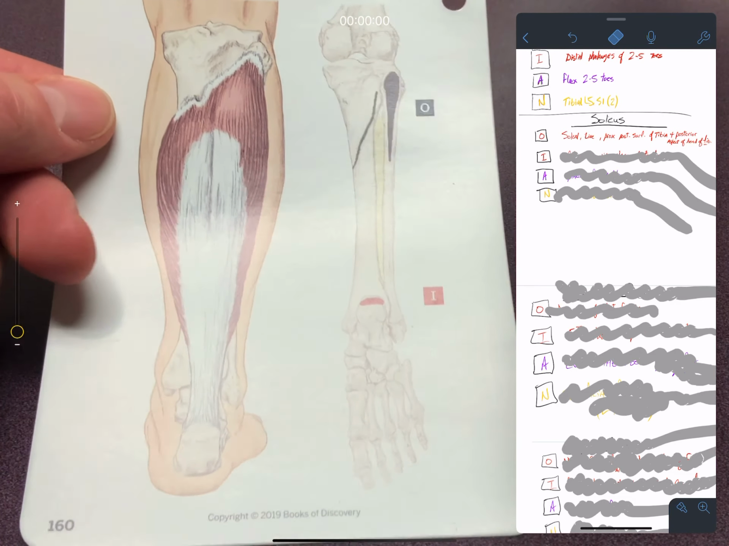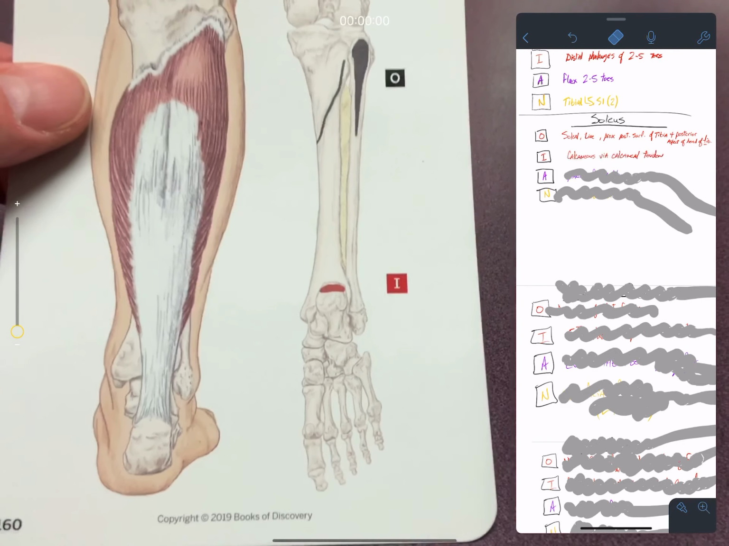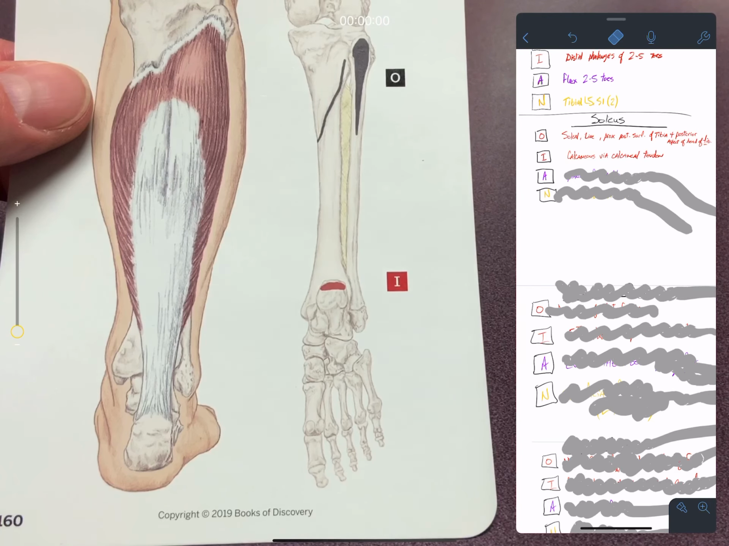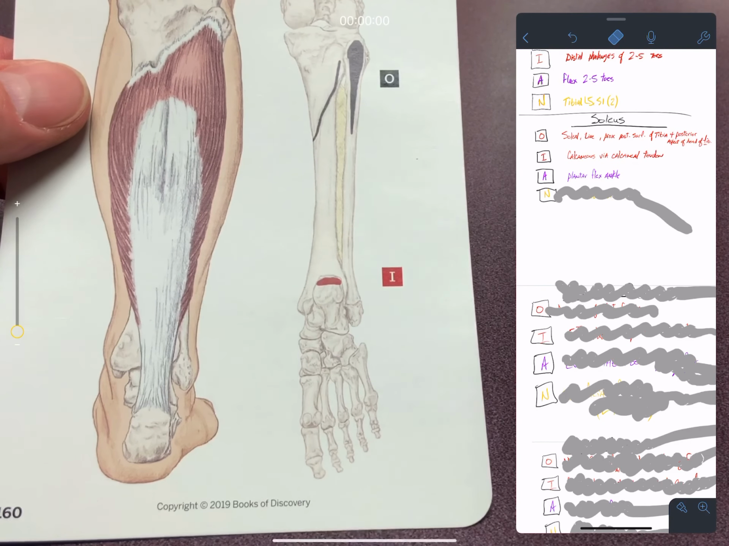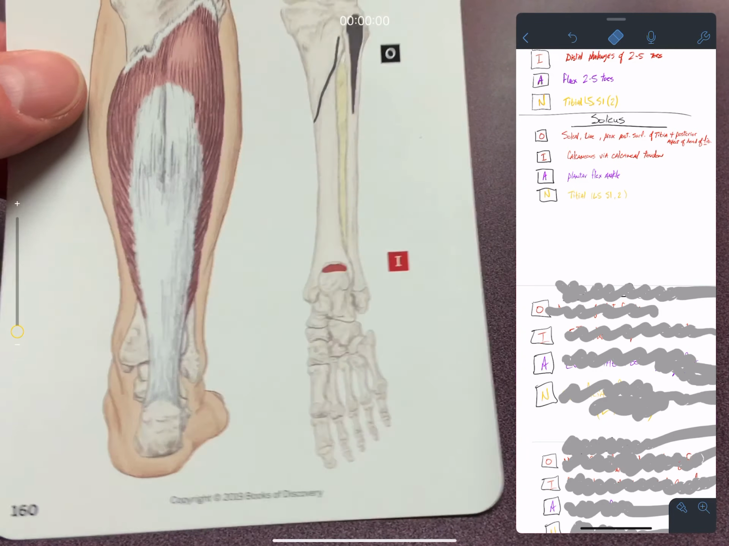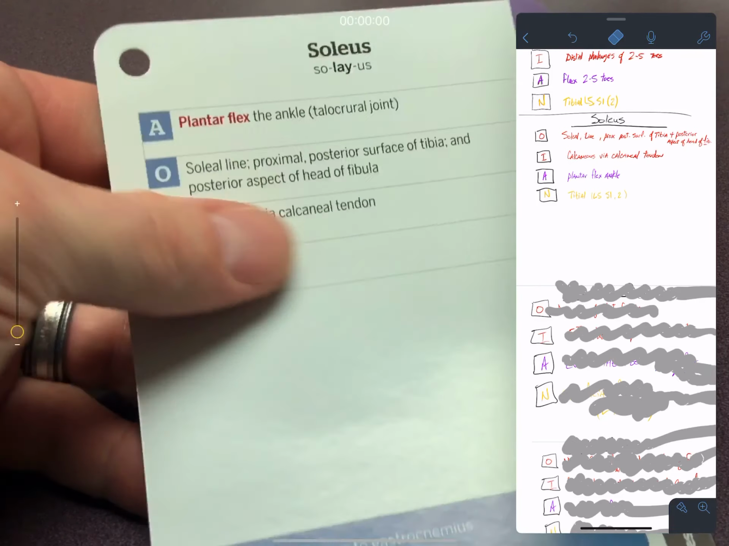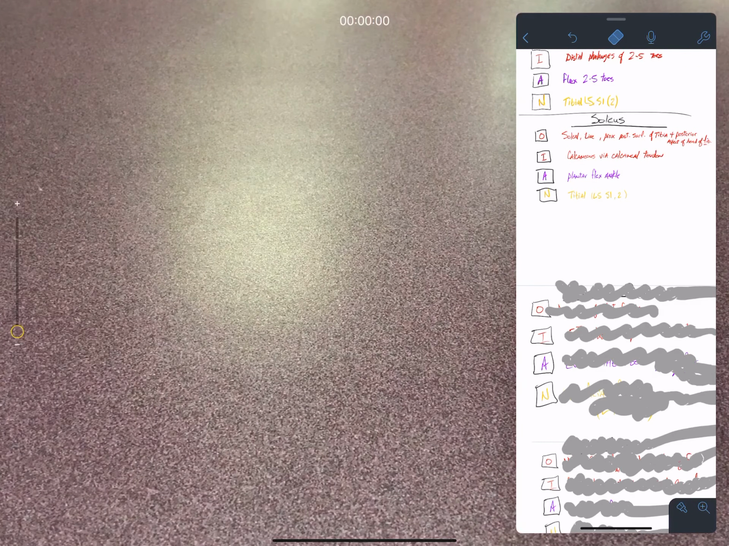Its insertion is on the calcaneus via the calcaneal tendon. Its action is to plantar flex the ankle. Stand on your toes. Plantar flex the ankle. And it's innervated by the tibial nerve, L5, S1, and 2. Got it. Soleus. And let's move on.